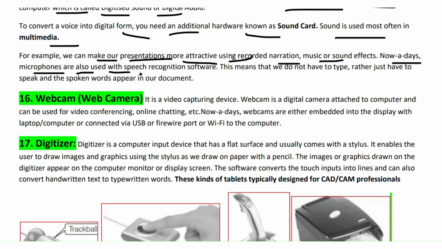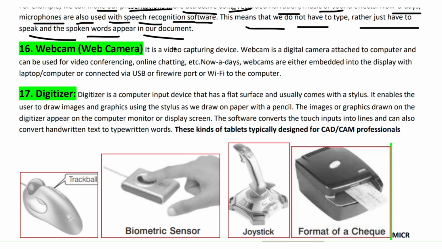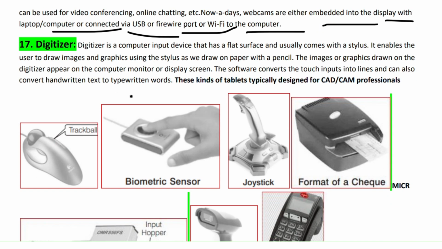Nowadays, microphones are also used with speech recognition software. This means that we do not have to type, rather just have to speak and the spoken words appear in our document. ठीक है. वेब कैमरा तो पता ही होगा, वीडियो कैप्चरिंग काम आता है. और ये डिजिटल कैमरा होता है attached to computer and can be used for video conferencing, online chatting, etc. Nowadays, webcam is either embedded into the display of a laptop or computer, or connected via a USB or FireWire port or Wi-Fi to the computer.